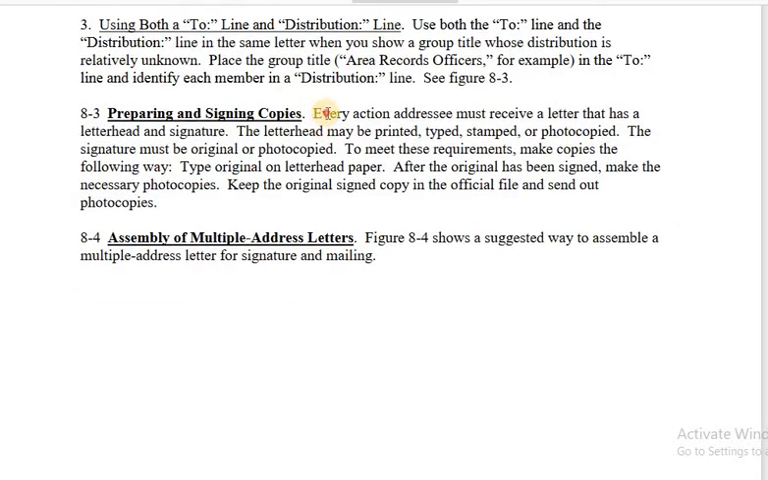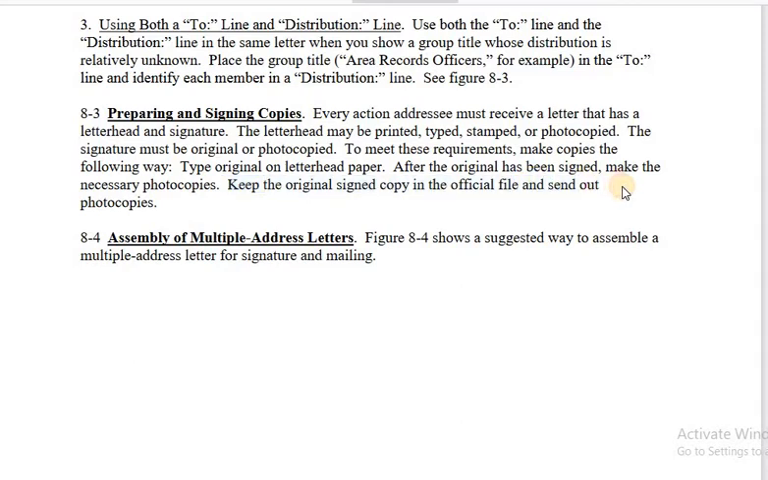Let's see. Every action addressee must receive a letter that has a letterhead and a signature. And that letterhead can be printed, typed, stamped, or photocopied. The signature must be original or photocopied. And it tells you how you can make copies. Type the original on letterhead. After it's been signed, make the photocopy. And you keep the original signed copy and you only send out the photocopies.